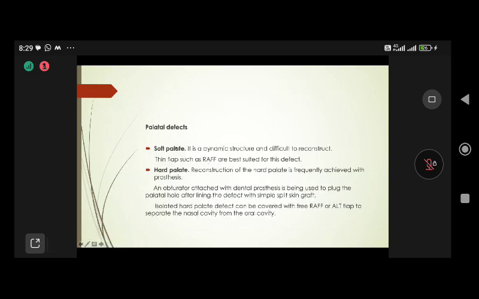Palatal defects. Soft palate is a dynamic structure and difficult to reconstruct. Thin flaps such as RAF are best suited for this defect. Hard palate. Reconstruction of hard palate is frequently achieved with prosthesis. An obturator attached with dental processes is used to plug the palatal hole after lining the defect with simple split skin graft. An isolated hard palate defect can be covered with free RAF or ALT flap to separate the nasal cavity from the oral cavity.